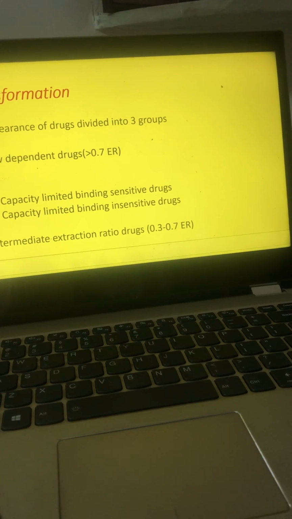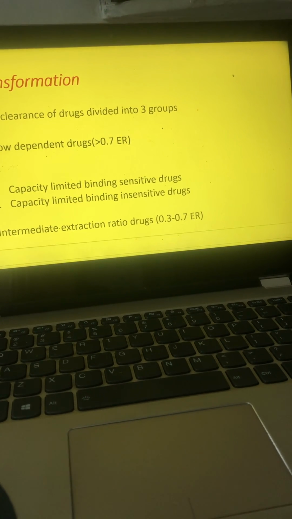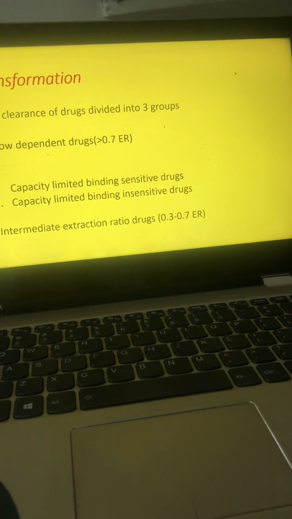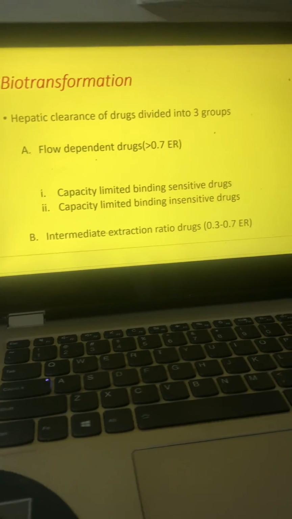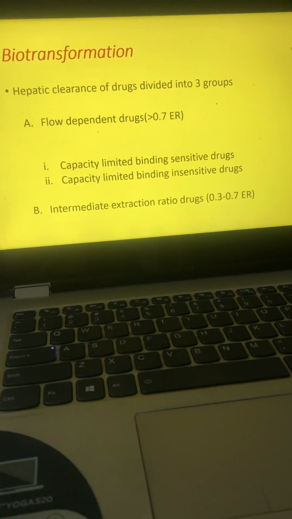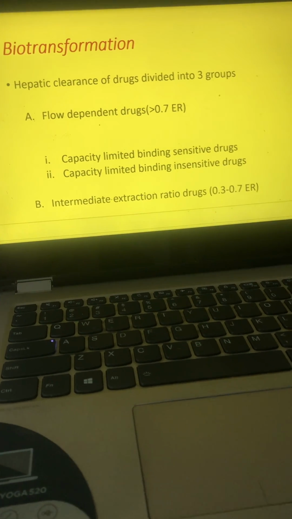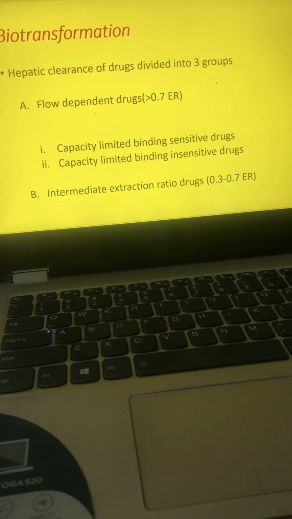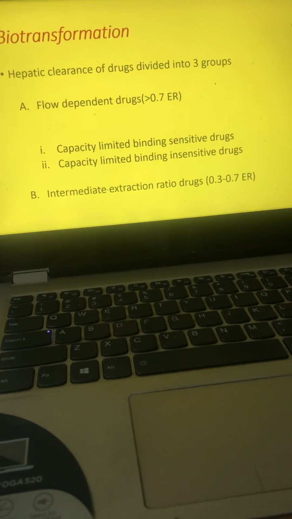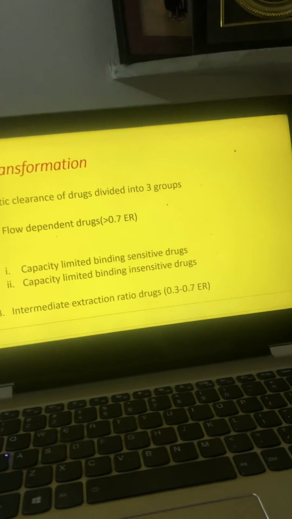Example, nitroglycerin, propranolol, lidocaine. Then sensitive to changes in plasma protein binding or free intrinsic clearance. Example, warfarin, phenytoin, quinidine we have. Then second group depends only on intrinsic clearance, that is enzymatic capacity of the liver to metabolize drugs. Example, theophylline, antipyrine. And another group is hepatic clearance may be altered due to alterations in hepatic blood flow, plasma protein binding, and free intrinsic clearance. Example, aspirin, codeine, and quinidine.